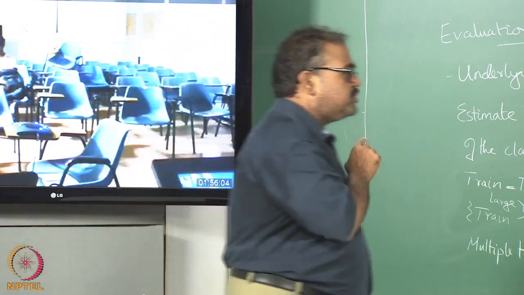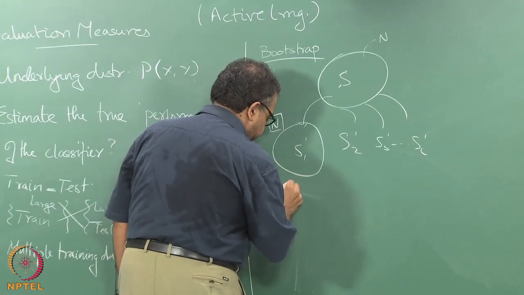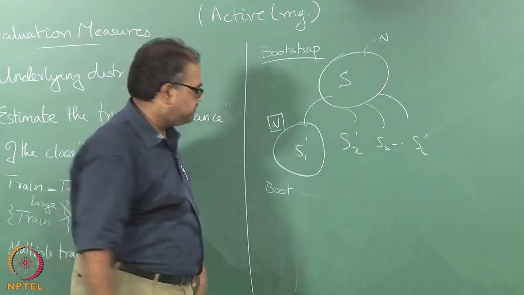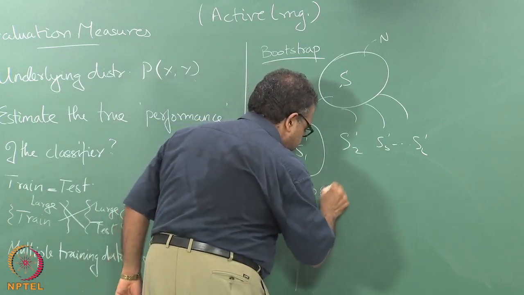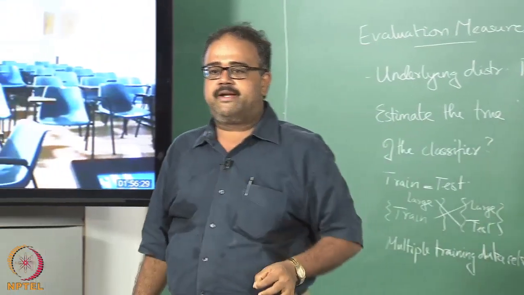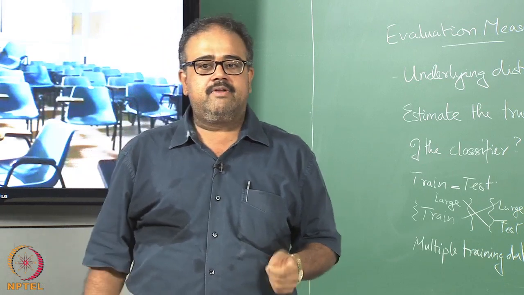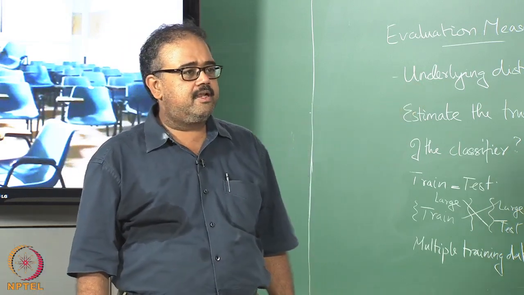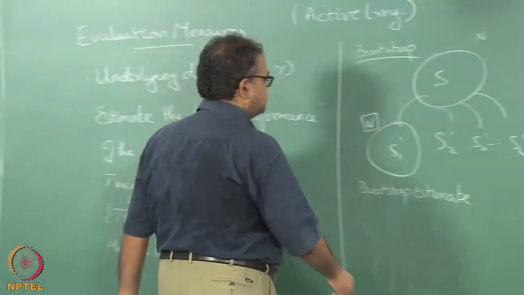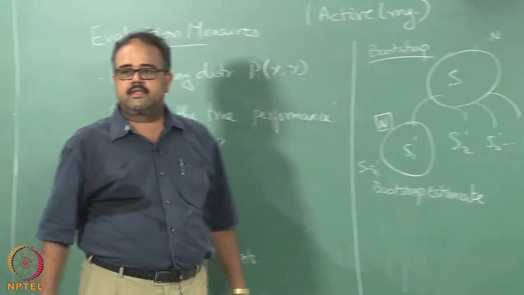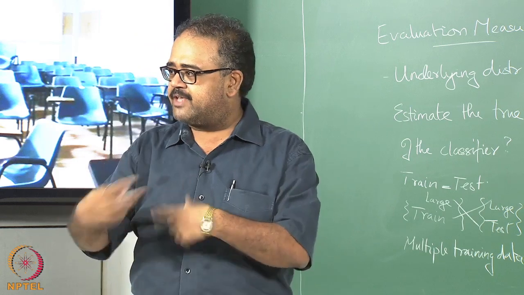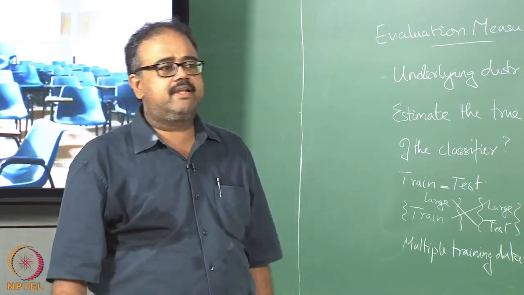So now, what do I do to get a bootstrap estimate of the classification error? This kind of sampling to produce these L subsets is called bootstrap sampling. Once I have derived such samples, I can find the bootstrap estimate of the quantity that I want, in this case error. What will I do? I will train on S1 prime, and I will test on S minus S1 prime, because I am sampling with replacement, so some of the data points will get left out. Whatever gets left out I will test on.